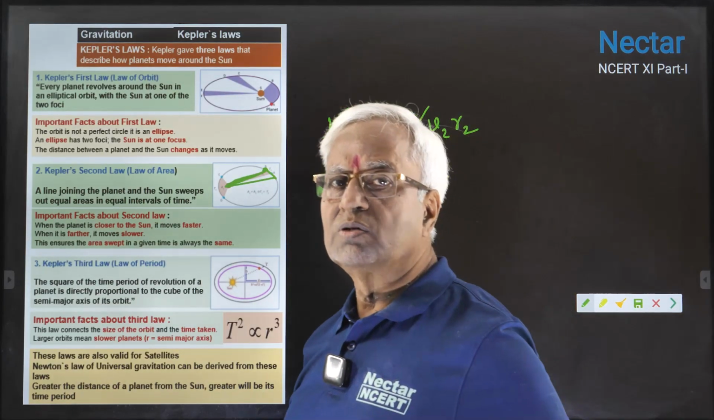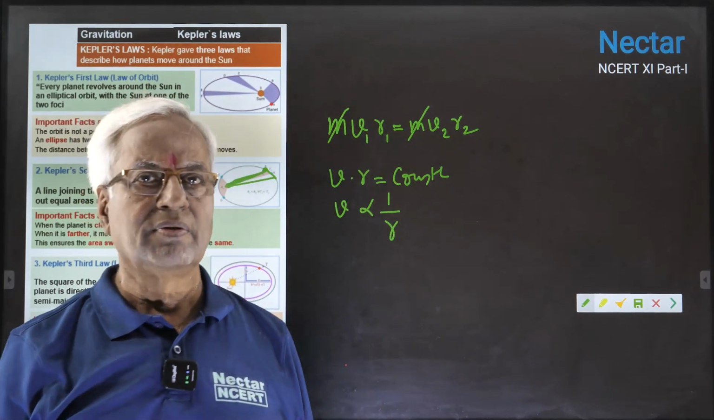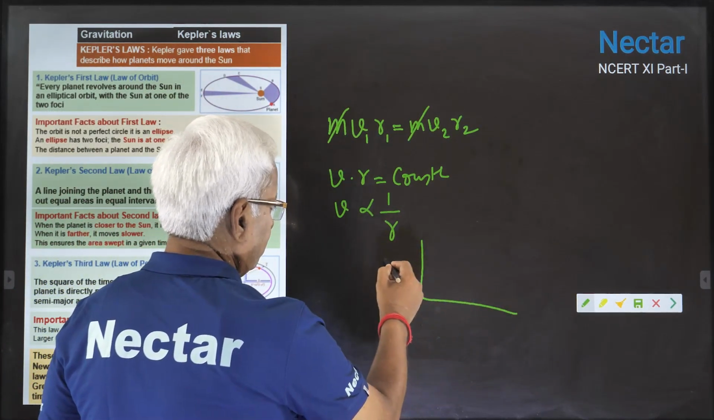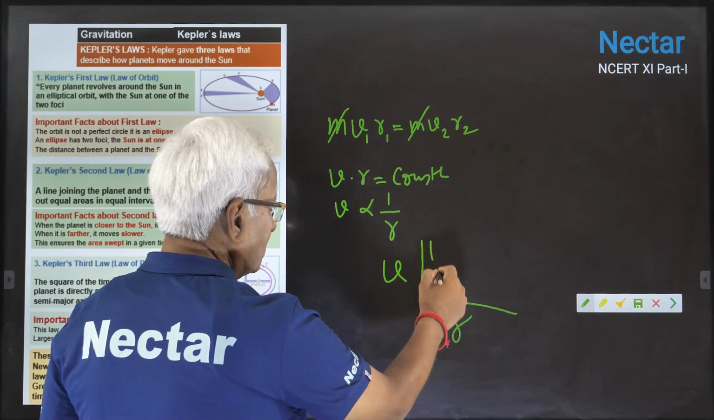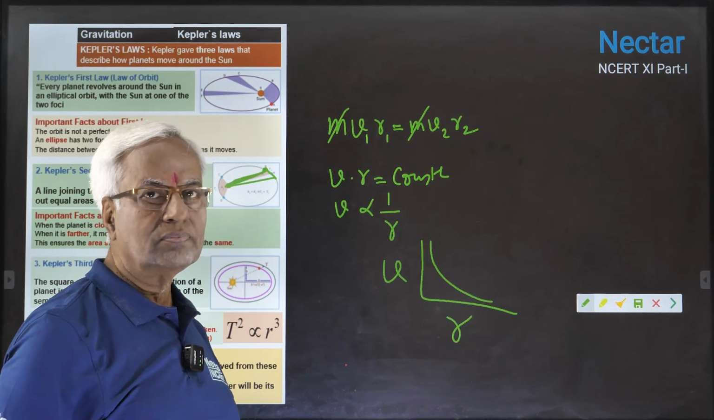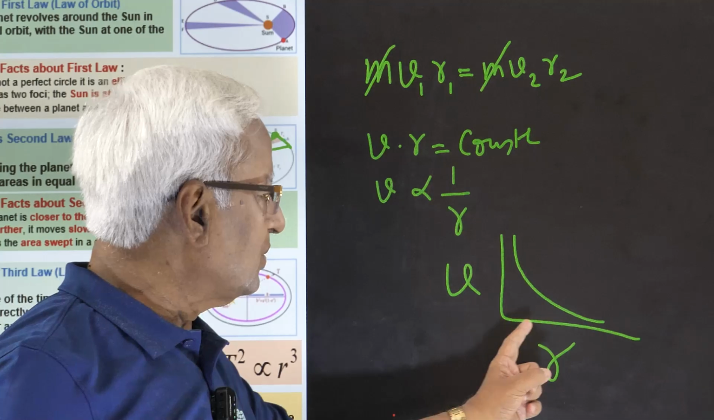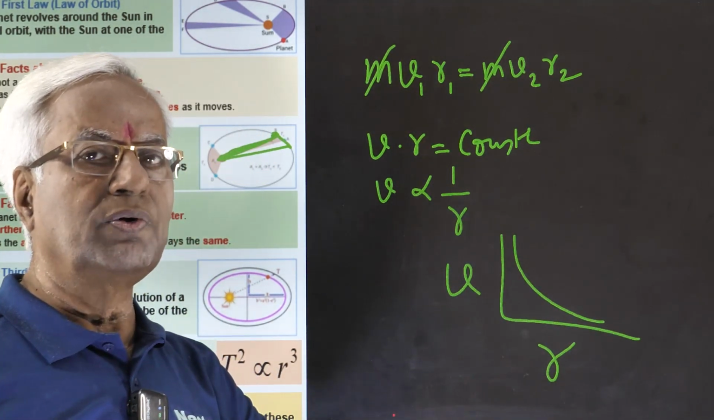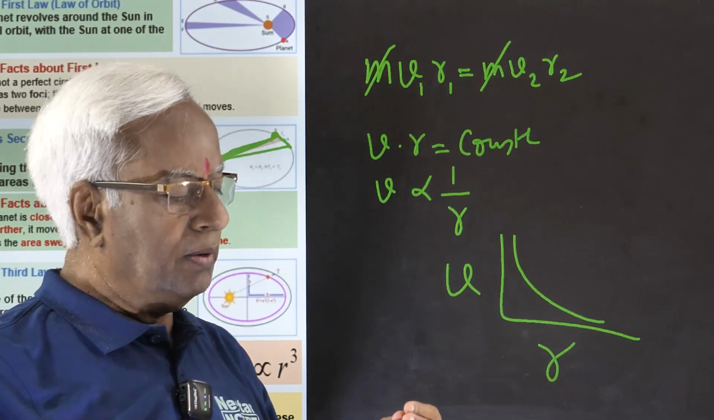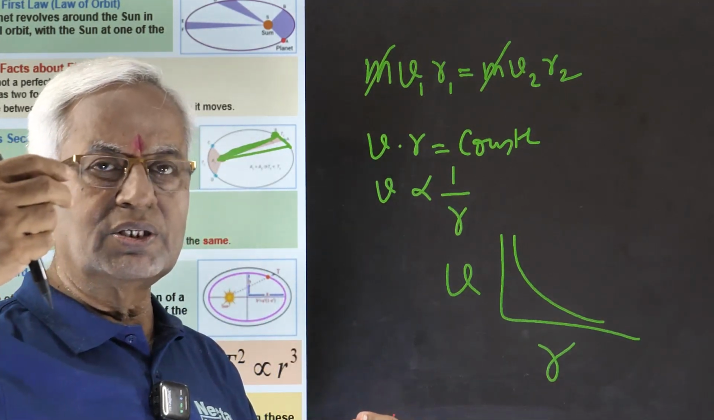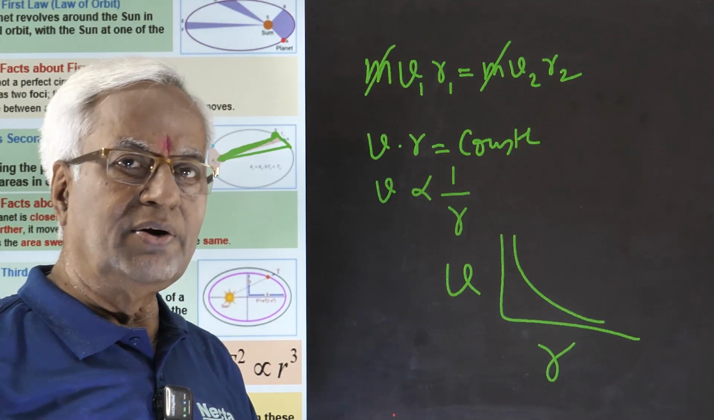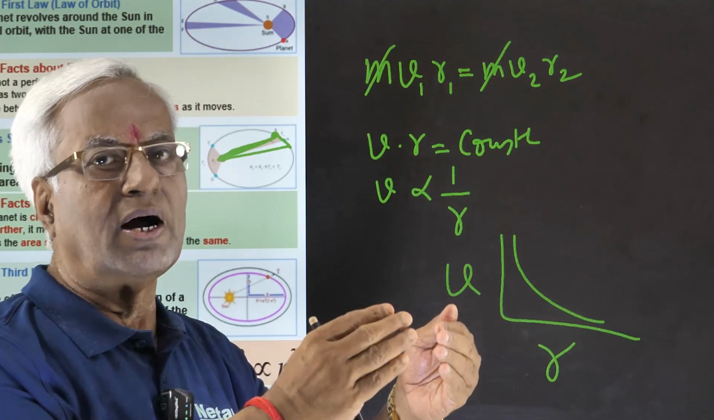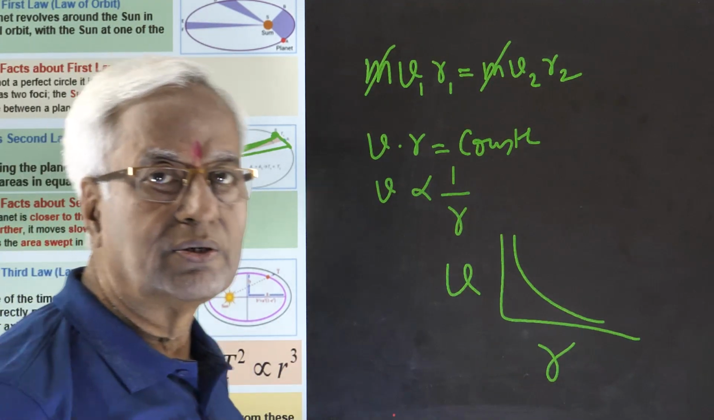What is the conclusion of this second law? It says V and R are inversely proportional, meaning this type of graph. Greater the distance of the planet from the Sun, smaller will be the velocity. If the planet is at a greater distance, it will be moving slower, and when the planet is at a smaller distance, it will be moving faster. Now, third law.